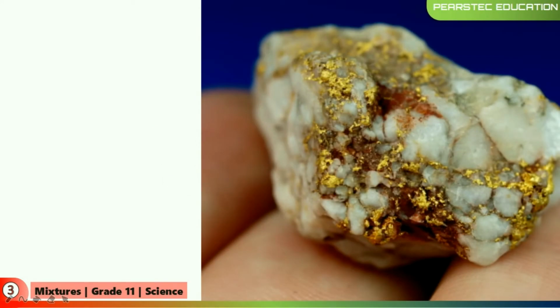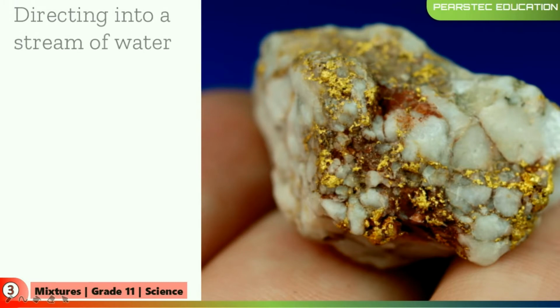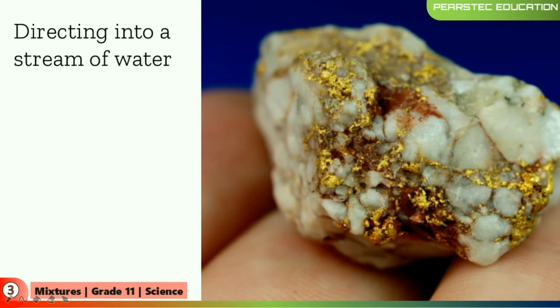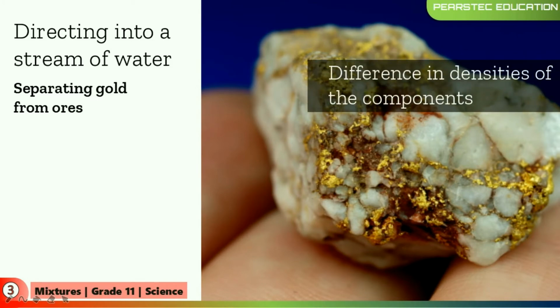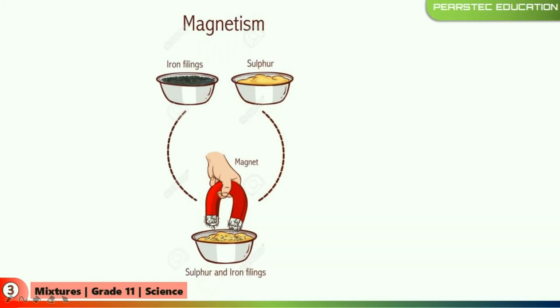Now the next one is an interesting one. You can see in that mixture there is something called gold, isn't it? You can see the much expensive gold is there. Now when they are extracting the gold from the ore, what they do is direct that into a stream of water. Separating gold from ores happens in that way. So here also the difference in densities of the components is coming into play.